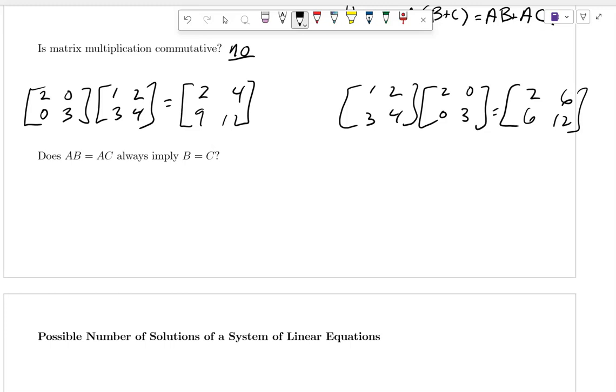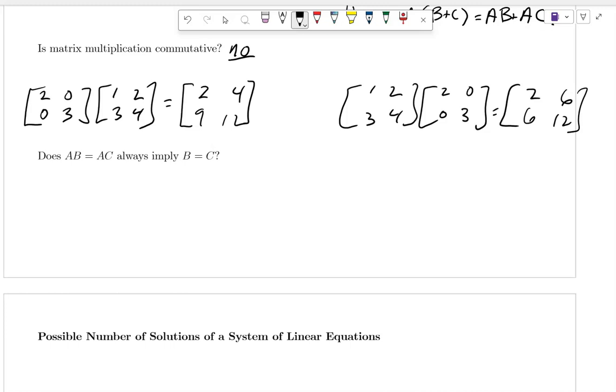Look at this next property here. It says if we have A times B equals A times C, does that always imply that B equals C? Well, you know that it does for real numbers as long as you don't multiply by 0, right? If my A is not 0, I could divide by it and get rid of it and cancel, correct? Okay. Does it work here?